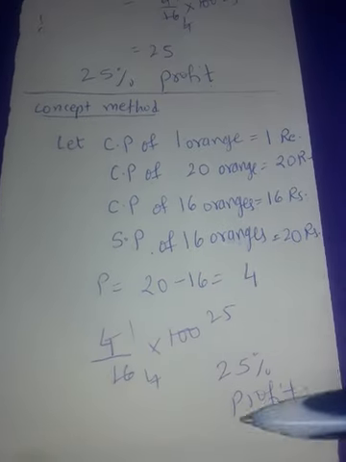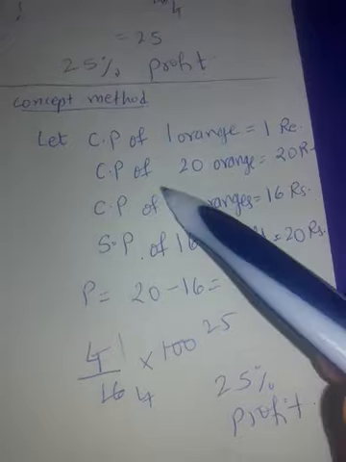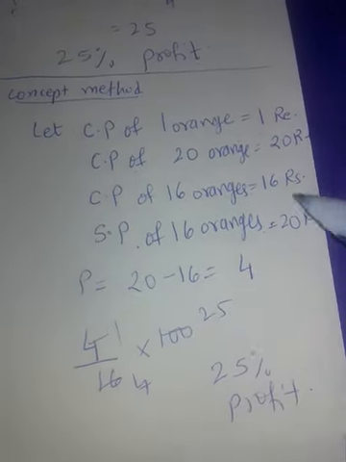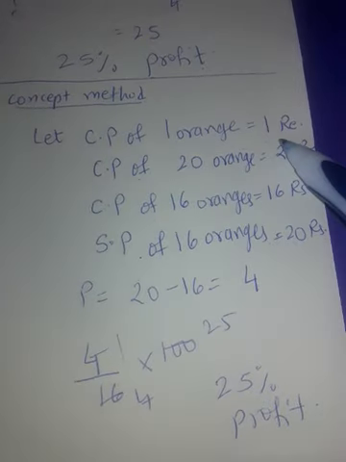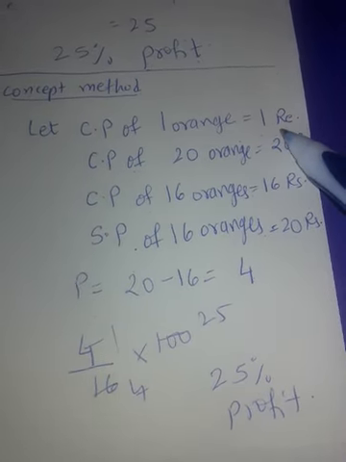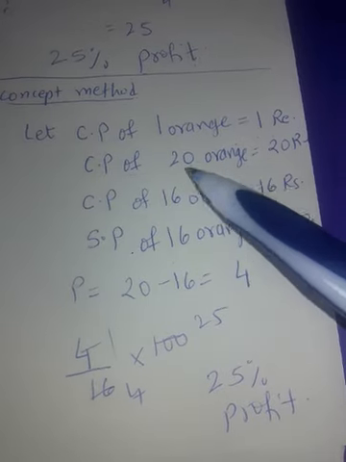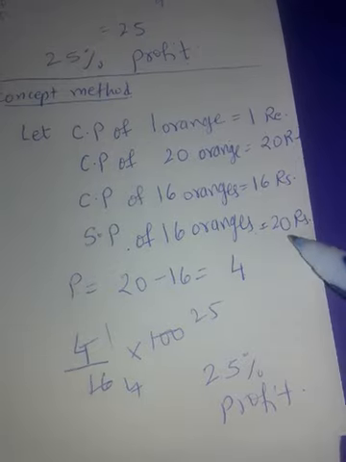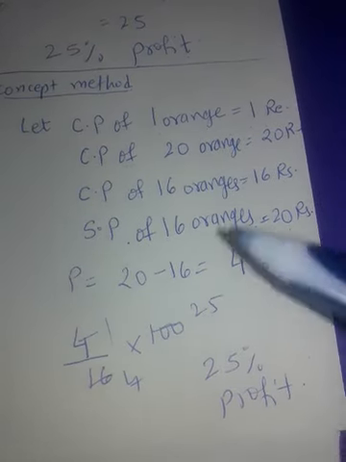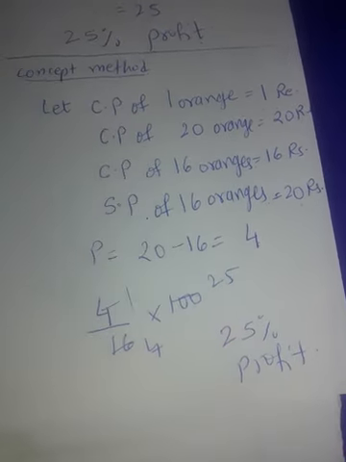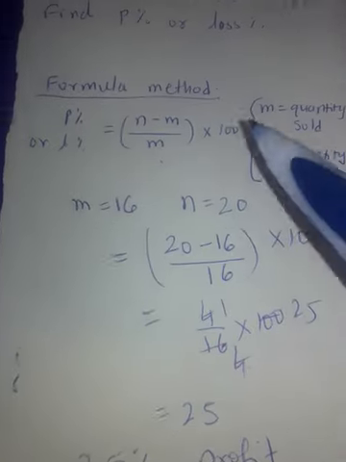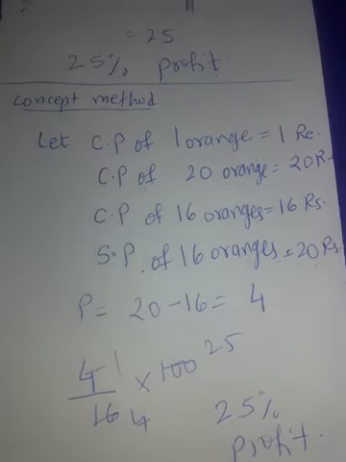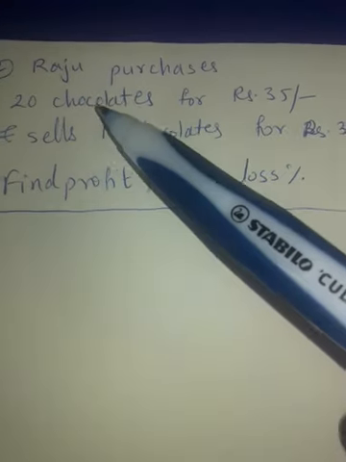This is also very easy. Here I have written these 4 lines, but in the exam you don't need to do all this rough work. You can assume it as 1. Cost price of 1 orange is 1. So the cost of 20 is going to be 20. You don't need to write all this, correct? You can solve this orally. So the answer is 25% profit. Either apply this formula or solve using the concept method. Both are very easy. Next example.